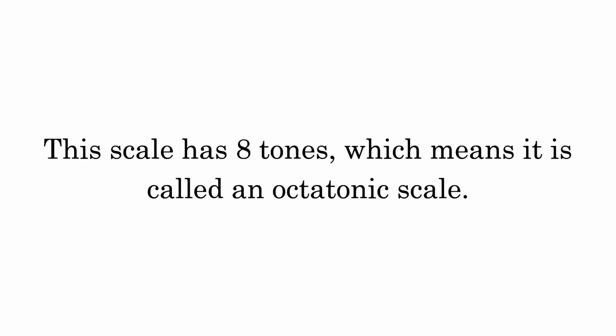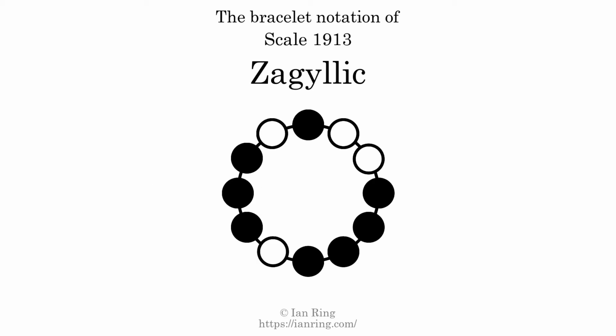This scale has 8 tones, which means it is called an octatonic scale. This is a bracelet notation diagram of scale 1913. The shaded circles represent tones that appear in the scale, and they are read clockwise, starting at the top.